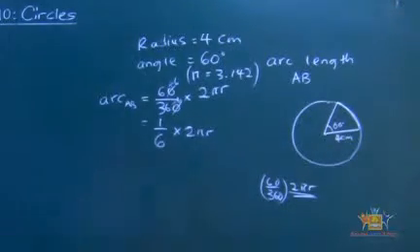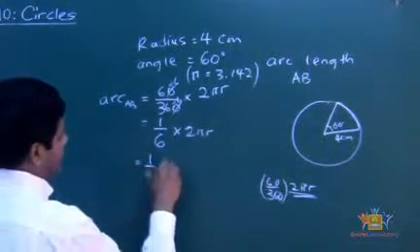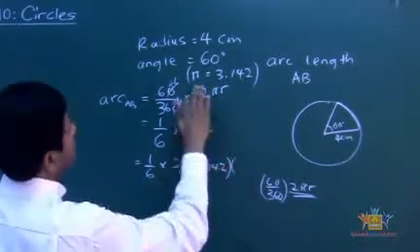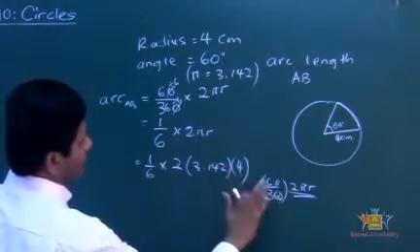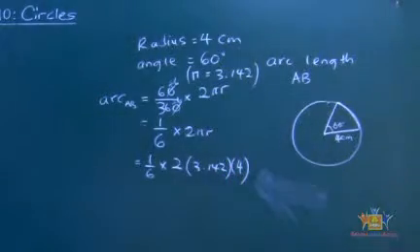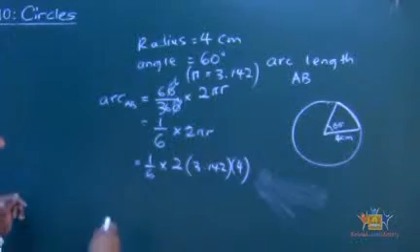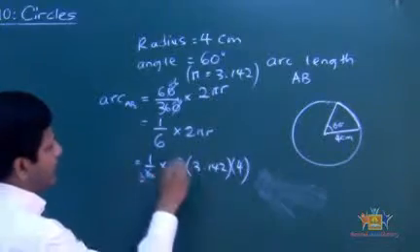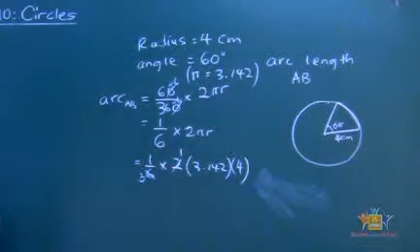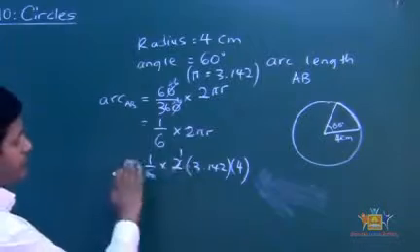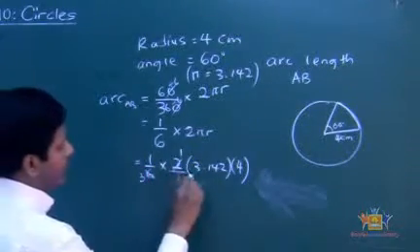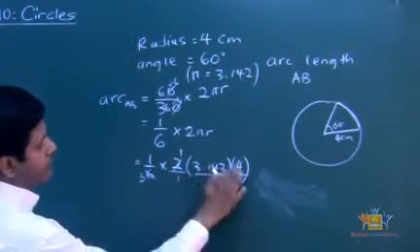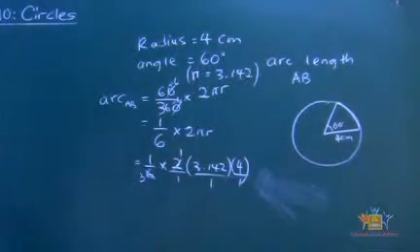Now we're going to substitute. So we have 1 over 6 times 2 times 3.142 times the radius, which is 4. What are you going to do now? Exactly, see if we can simplify. 6 and 2 can be simplified. I can divide 6 by 2, which gives me 3, and divide 2 by 2, which gives me 1. Now I cannot simplify any further, so I just multiply all the top. This is all over 1 over 1. So 1 times 3.142 times 4, and then divide the whole thing by 3.